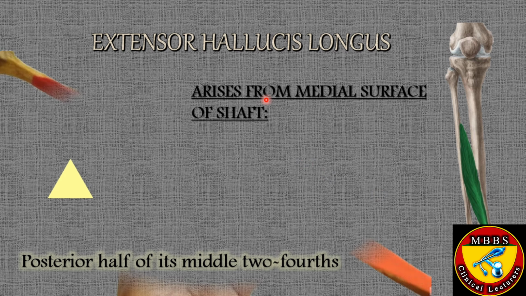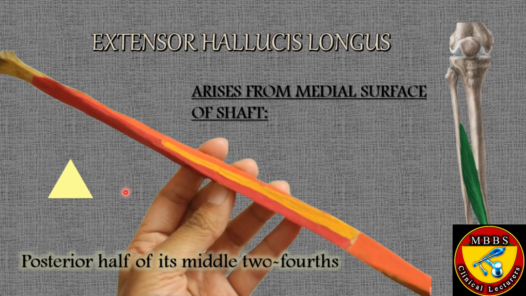It arises from the medial surface, from the posterior half of its middle 2/4. This is the posterior yellow one. So this is the extensor hallucis longus, and this is the extensor digitorum longus. The anterior half was occupied by the extensor digitorum longus.